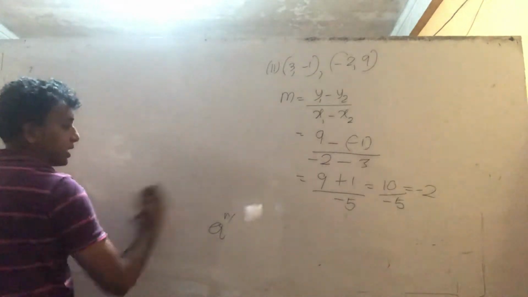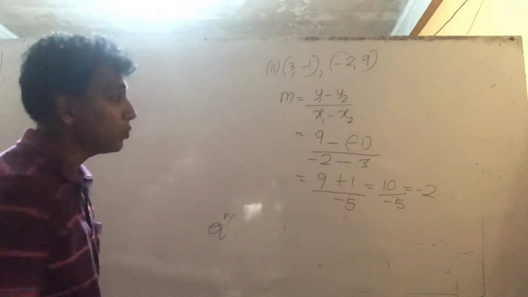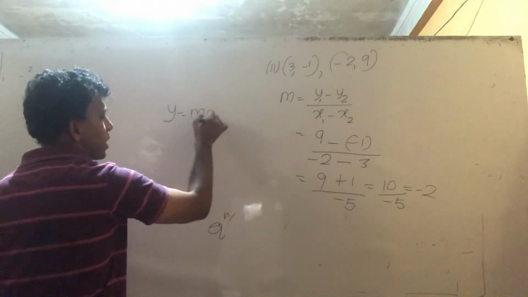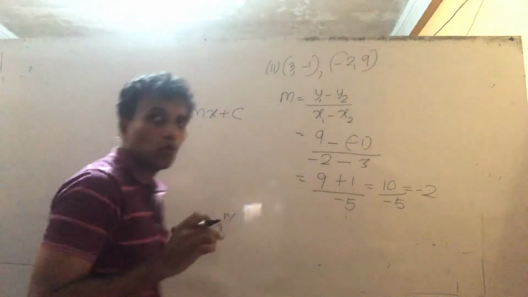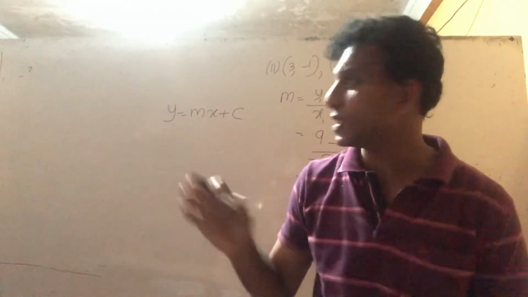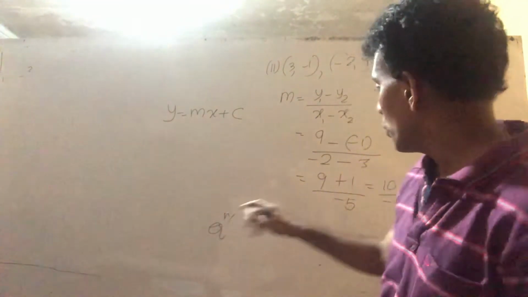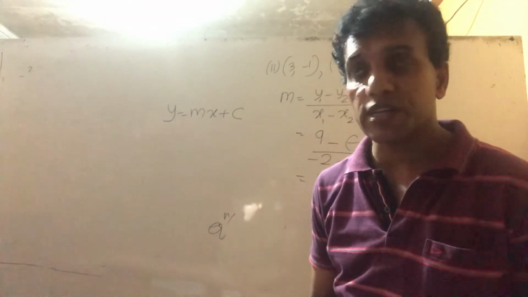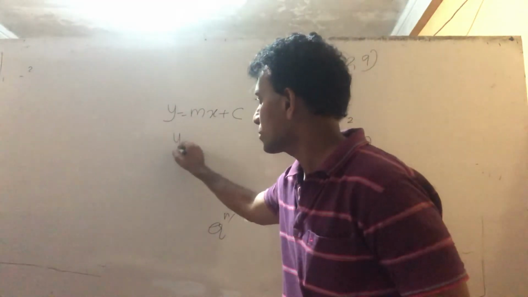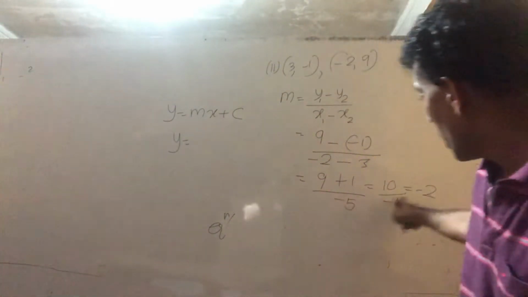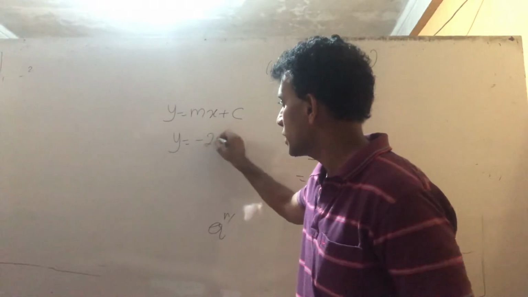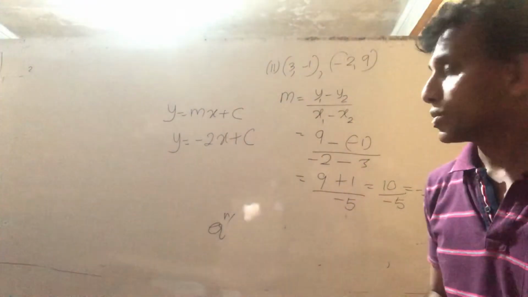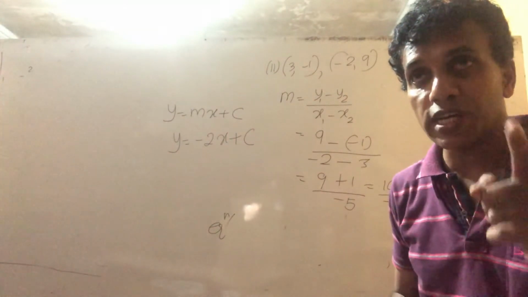Now find the intercept value, the c value. We have y = mx + c, the equation of a straight line. You need the m value; we already found m is minus 2. We have to calculate c hereafter. So y = minus 2x + c. We find c as I mentioned in the earlier problem.